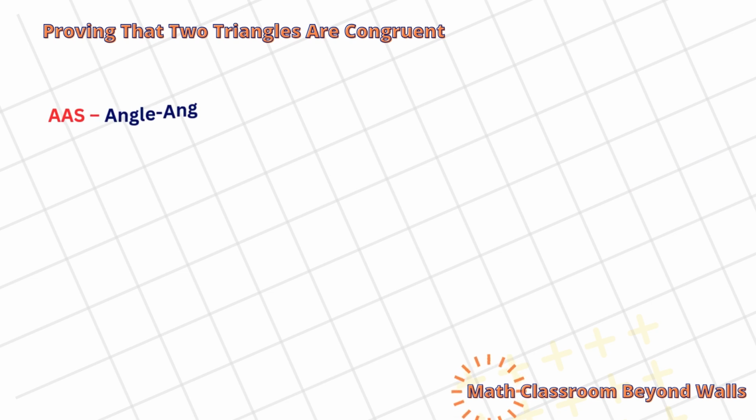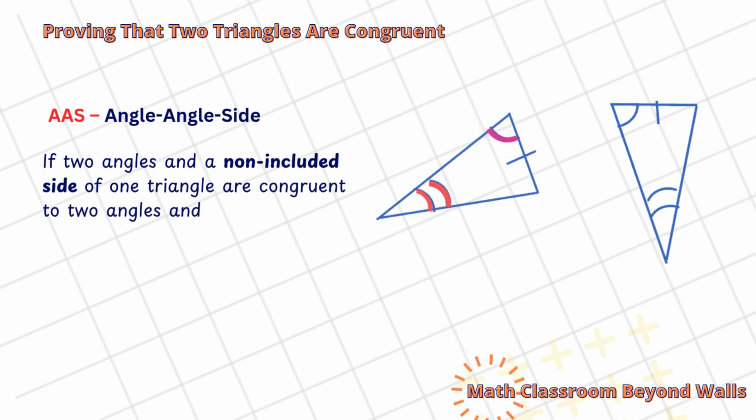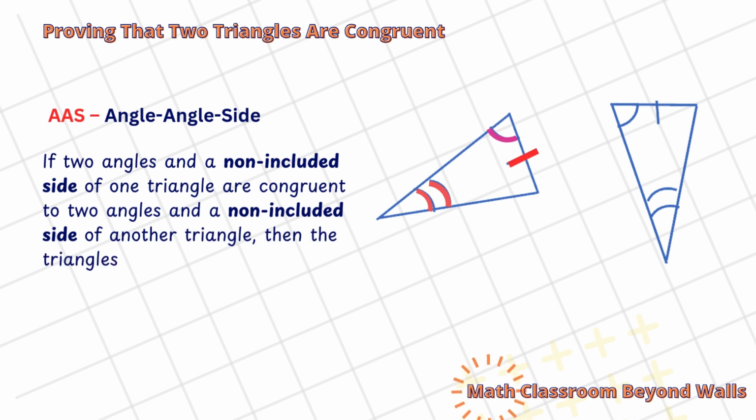Fourth, AAS, or angle angle side. If two angles and a non-included side of one triangle are congruent to two angles and a non-included side of another triangle, then the triangles are congruent. The non-included side here refers to either of the two sides that are not between the angles being used.